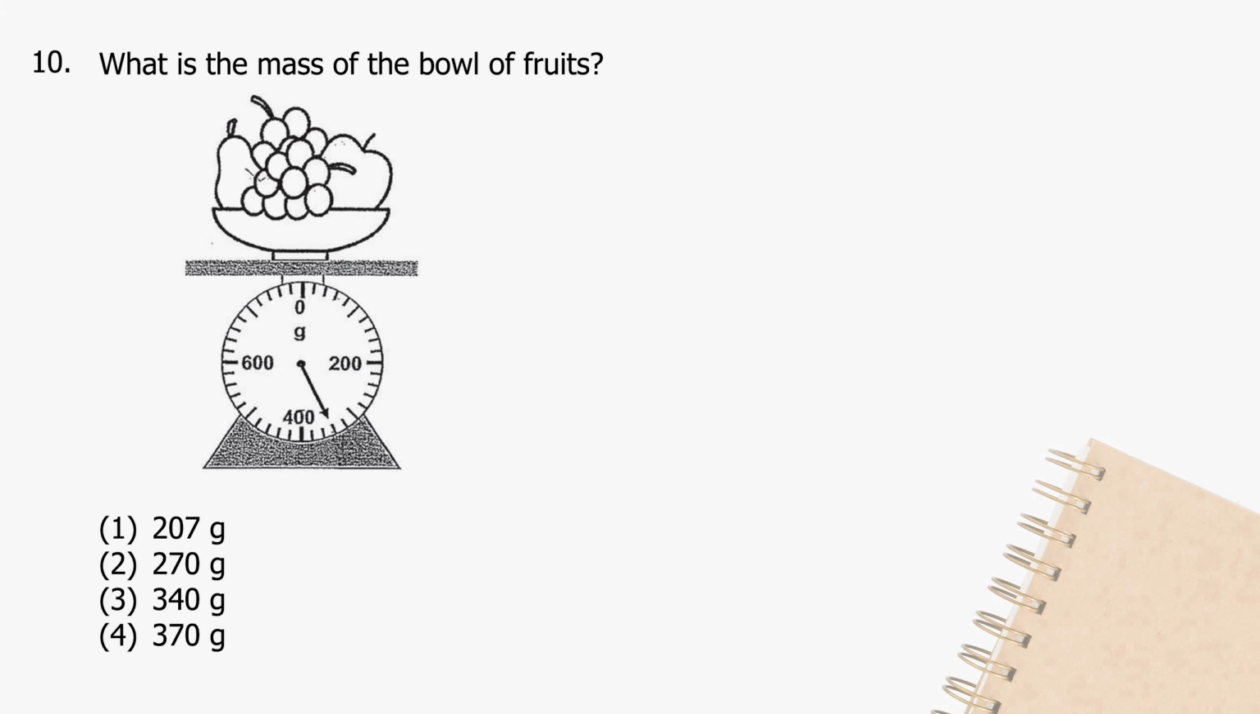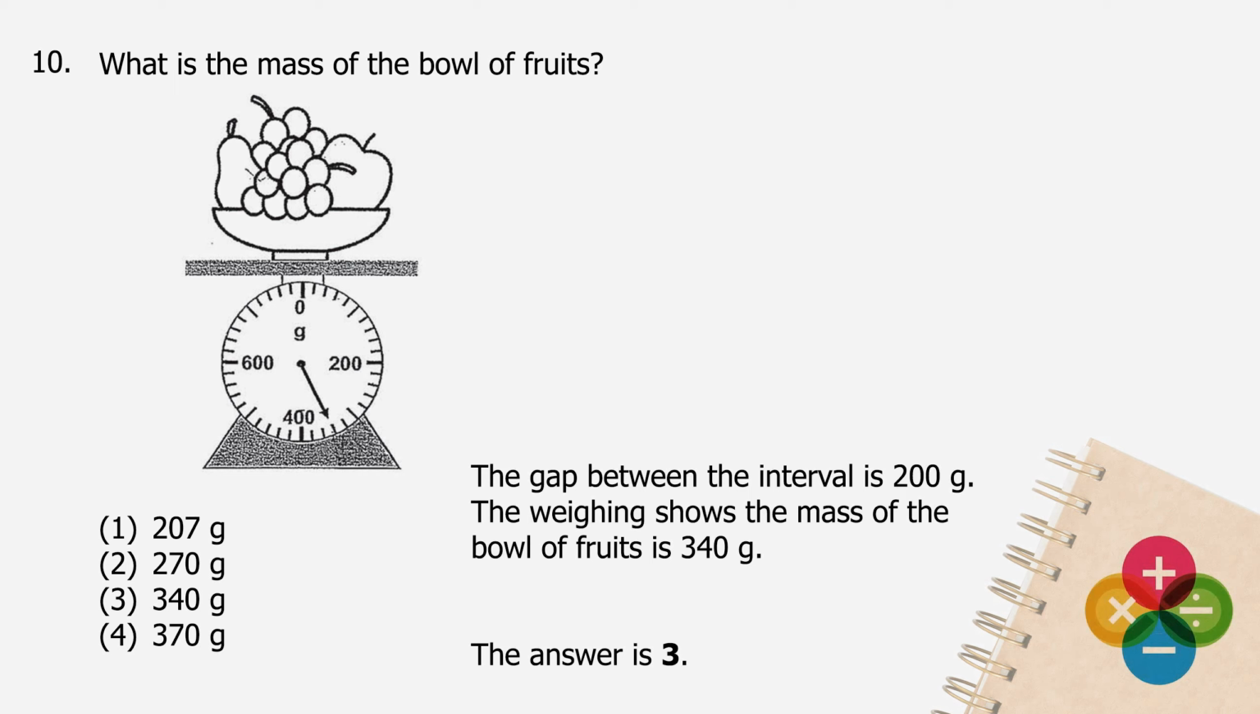Question 10. What is the mass of the bowl of fruits? The gap between the interval is 200 grams. The weighing scale shows the mass of the bowl of fruits is 340 grams. The answer is 3.